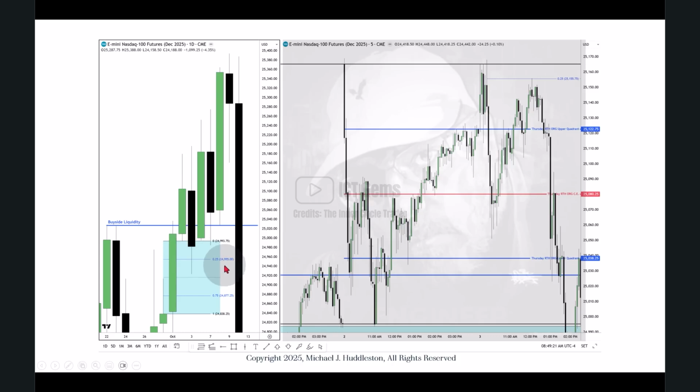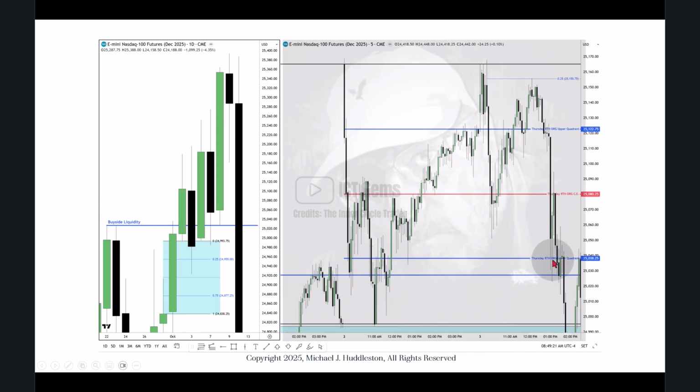Graded, here's the upper quadrant, consequent encroachment, lower quadrant, and then the low. This portion here of that blue box is being shown right down here. The buy side liquidity pool here is this blue line right there, so that we can track everything.